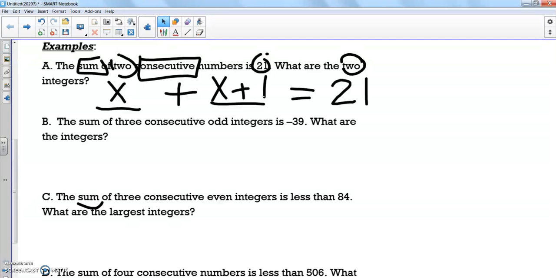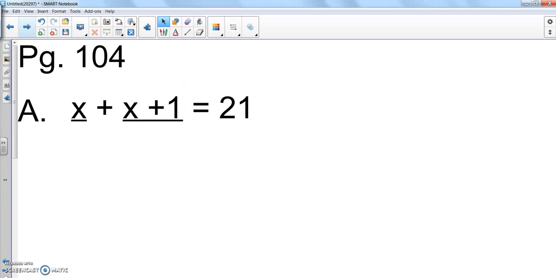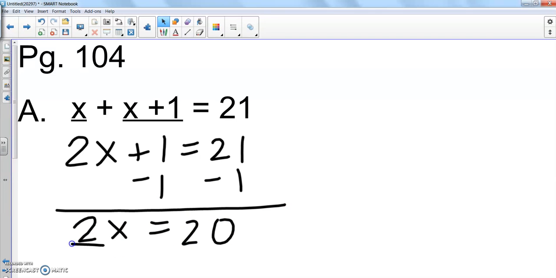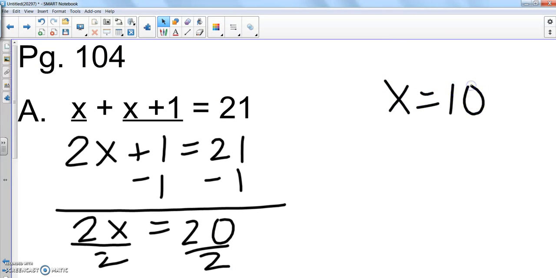All right, I want you to turn to page 104, or not turn to it, but over next beside it, page 104. We're going to write these down and we're going to solve them. So this is from example A. You guys know that to solve these, x plus x turns into 2x. And then I'm going to keep solving by subtracting 1. Then solving by dividing, and I get x equals 10.